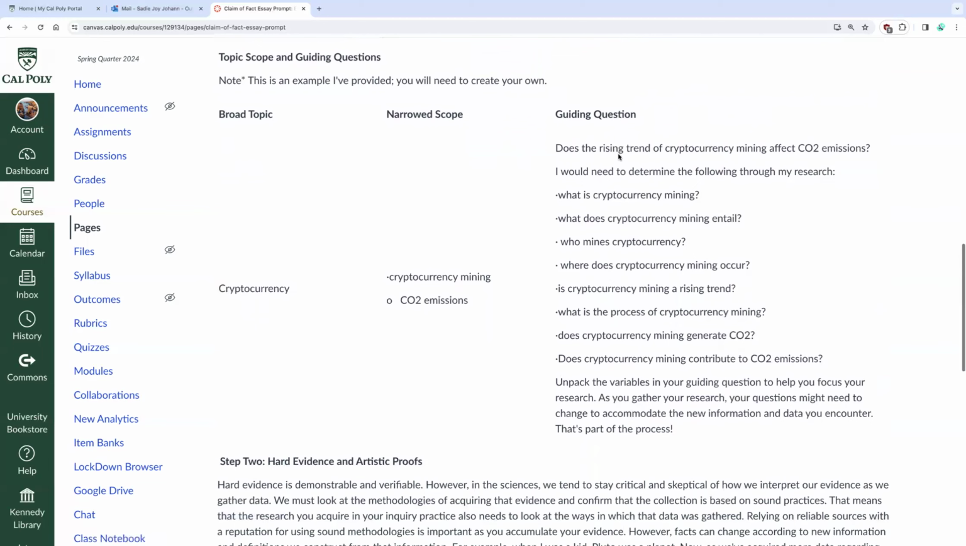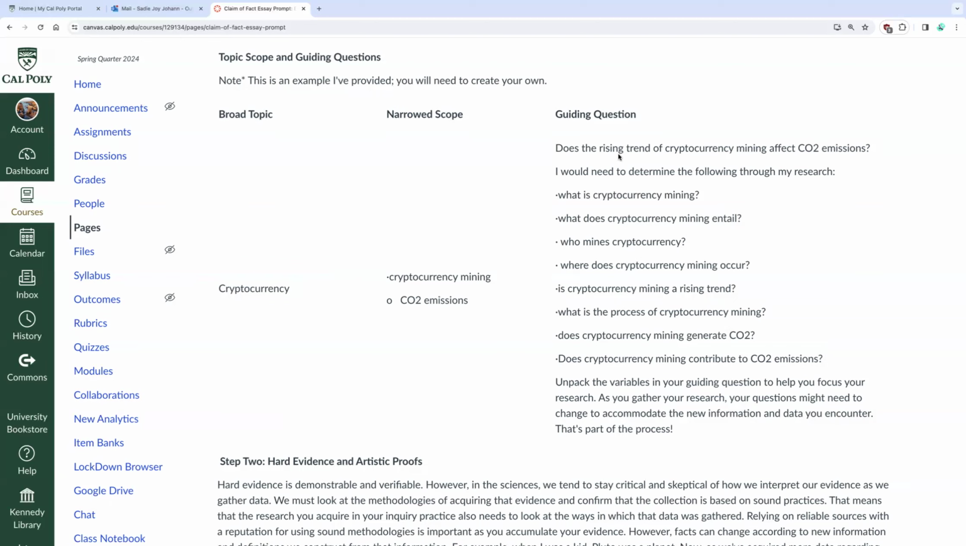Now, here's an example to give you. Let's say I'm passionate about cryptocurrency. So that's a topic that falls into STEM. I've got to narrow that scope though. Okay, so I start thinking about cryptocurrency mining. Oh yeah, it generates CO2. Now I'm interested, wondering, wait, but what does that mean if it's rising in popularity? What if that creates more CO2 emissions than we realize? So my guiding question could be, does the rising trend of cryptocurrency mining affect CO2 emissions?